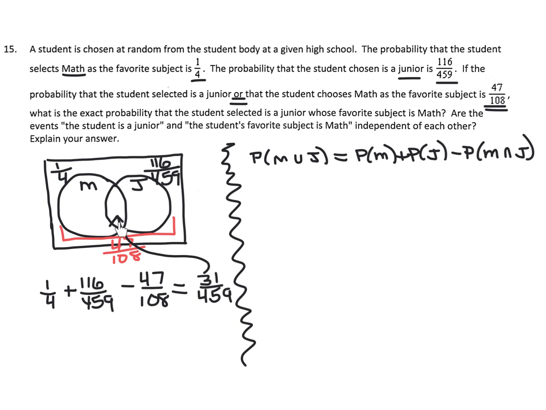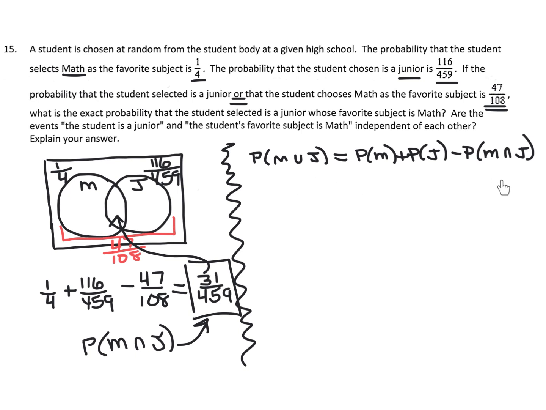So basically, that's our and. So this is the probability of preferring math and being a junior. So that's the answer to the first part of the question, right? That they wanted us to find that probability.